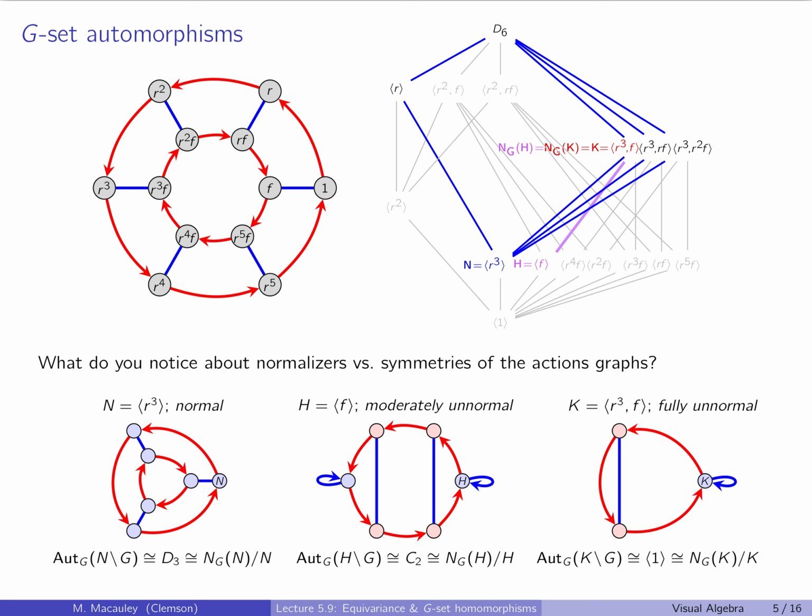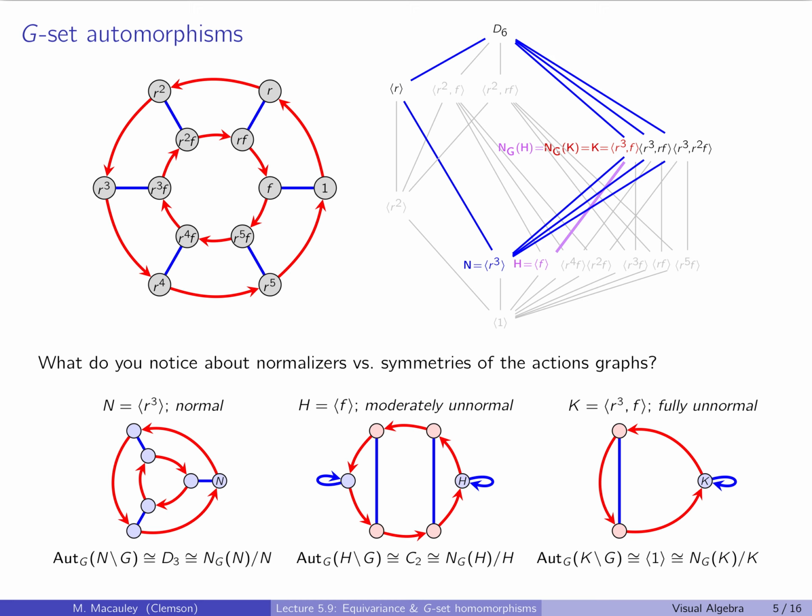Let's continue with D6 and look at several other subgroups that I think nicely illustrate this concept in tandem. So we'll take N to be the center, the order 2 normal subgroup. H will be the subgroup that we looked at previously of order 2. That's moderately unnormal because its normalizer has order 4. And then K will be that normalizer. That is fully unnormal because it is its own normalizer.